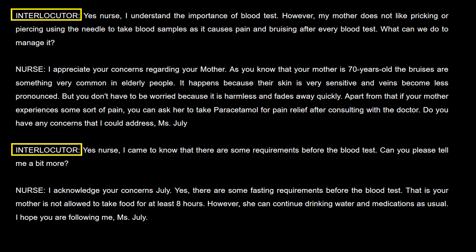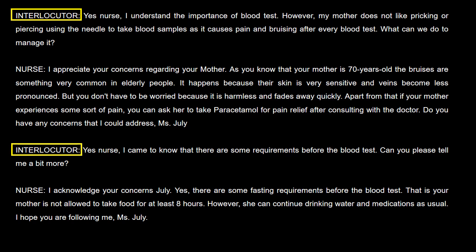Yes, nurse. I understand the importance of blood tests. However, my mother does not like pricking or piercing using the needle to take blood samples as it causes her pain and bruising after every blood test. What can we do to manage?